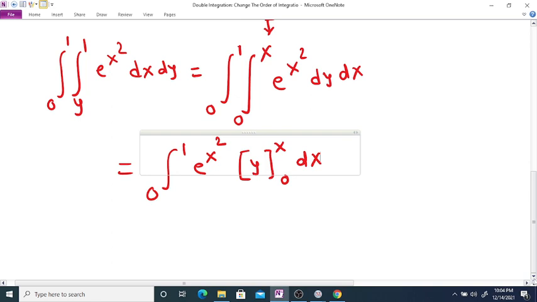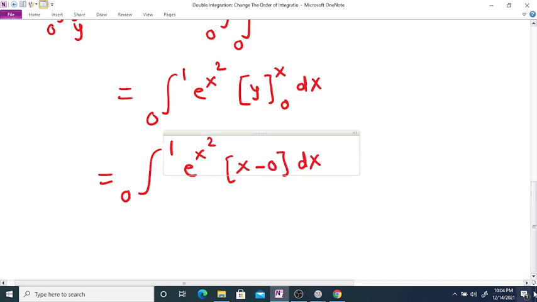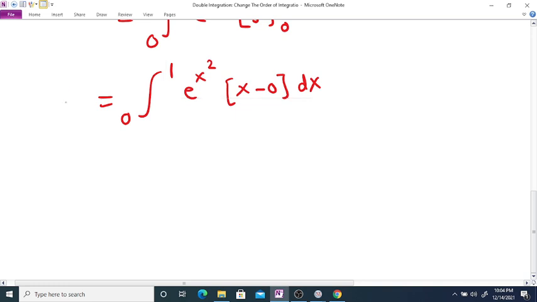So it is equal to the integral from 0 to 1 of e raised to x square. Integration of dy, if we put the upper and lower limit, is x minus 0, dx. So it is equal to the integration from 0 to 1 of x e raised to x square dx.